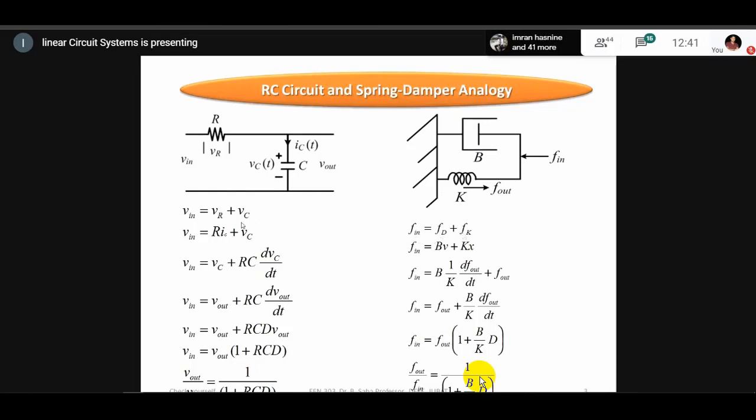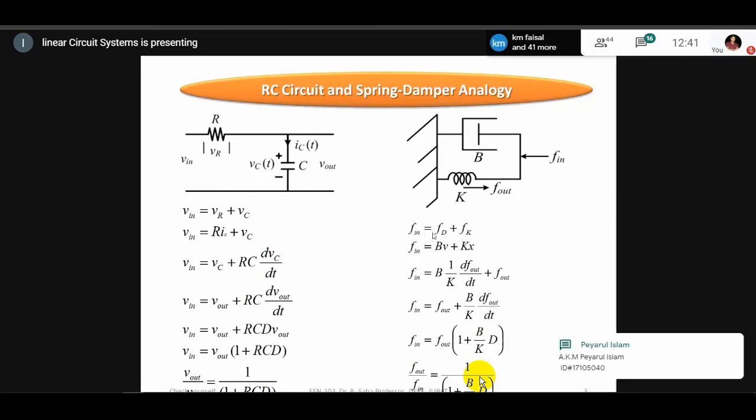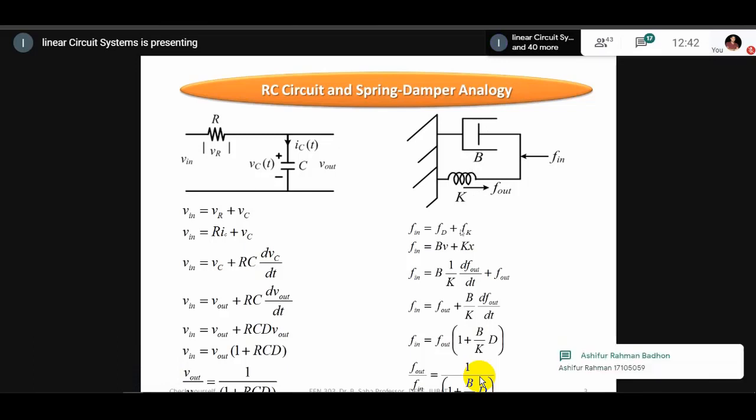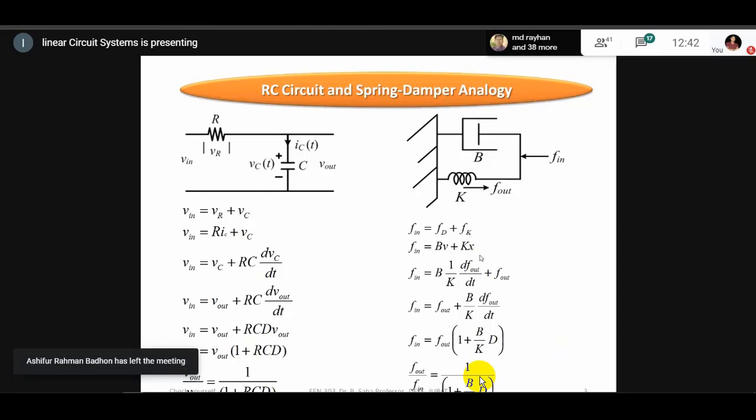So from that left side equation, you can follow similarly. Input force equals damping force plus spring force. All right. Damping force equals BV and spring force is Kx. Then you change this into velocity, so B times 1 over K dF out by dt.